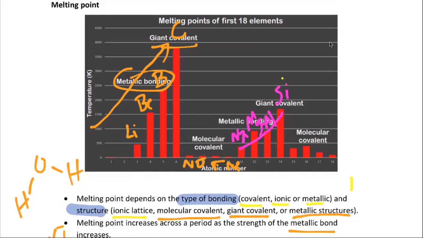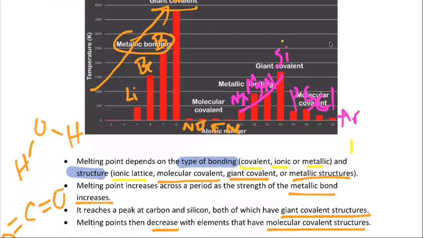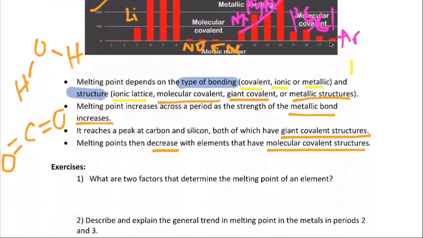And then it drops down again. I have the phosphorus, sulfur, chlorine. They're going to do the molecular covalent. And then obviously argon is a noble gas. It's not really going to bond. So the explanation is summarized down here. The melting point depends on the type of bonding and the structure. So the molecular covalent by far have the lower melting points.